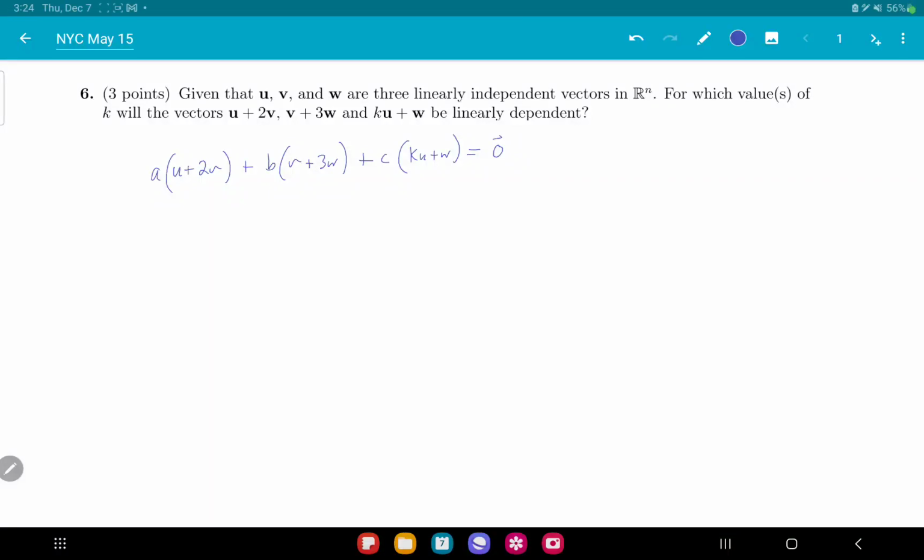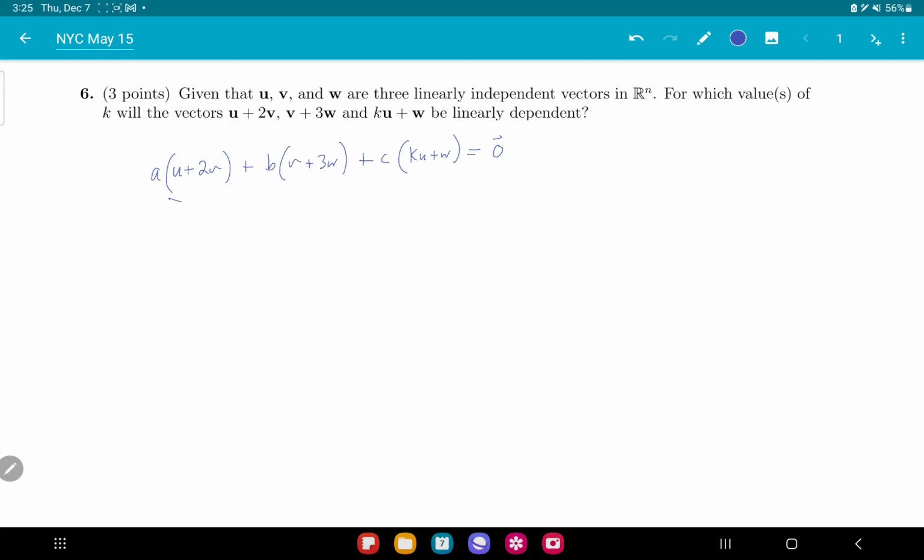Okay, so I would like to find the value of k that makes these three vectors dependent. So I write down a dependence relation for those three vectors, and I'm going to use the assumption that u, v, and w are independent. Okay, so I'll expand and collect like terms. And what do I get?